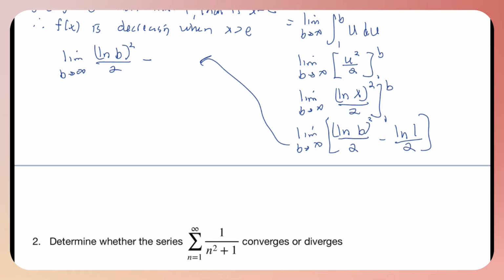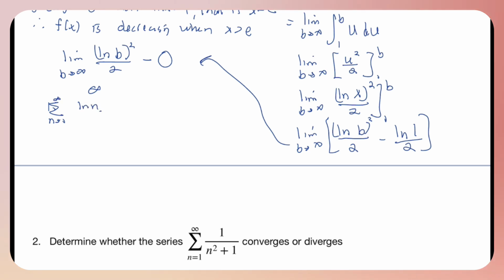The natural log of b, that's going to infinity. Infinity squared is infinity, divided by 2 is still infinity. So infinity minus 0 is infinity. So this series diverges because the limit diverges, goes to infinity. And so you need to write your conclusion.